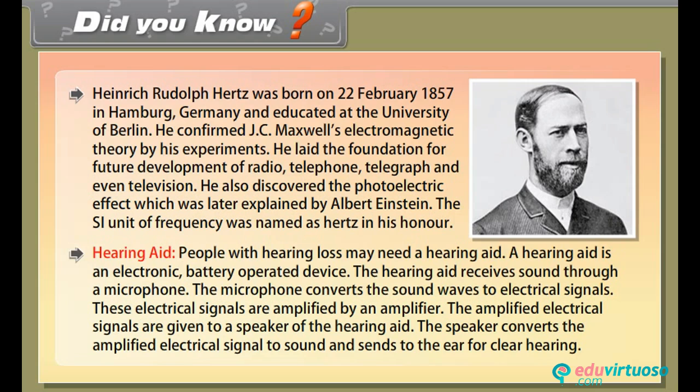Hearing aid. People with hearing loss may need a hearing aid. A hearing aid is an electronic, battery-operated device. The hearing aid receives sound through a microphone. The microphone converts the sound waves to electrical signals. These electrical signals are amplified by an amplifier. The amplified electrical signals are given to a speaker of the hearing aid. The speaker converts the amplified electrical signal to sound and sends it to the ear for clear hearing.